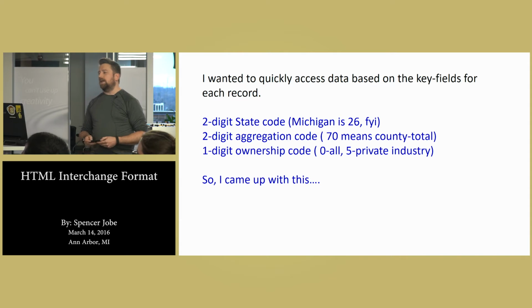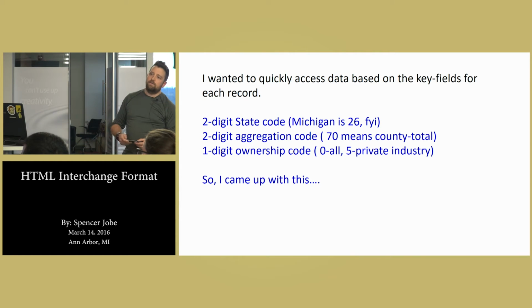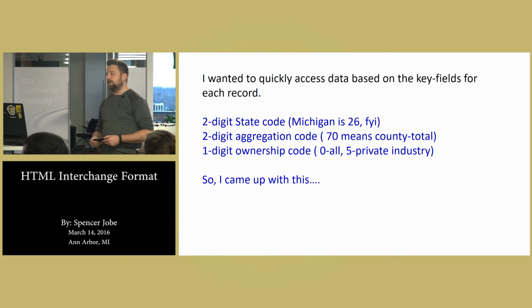So my goal was to quickly access the data based on some of the key fields. You can think of these as your primary and secondary keys in the table. And in this particular file, we had a 2-digit state code. In this case, 26 represents Michigan. And we had an aggregation code. 70 means the county level. And there are various other aggregations.